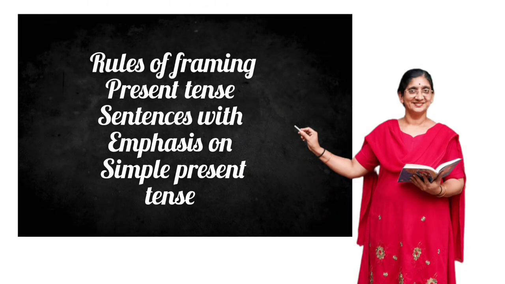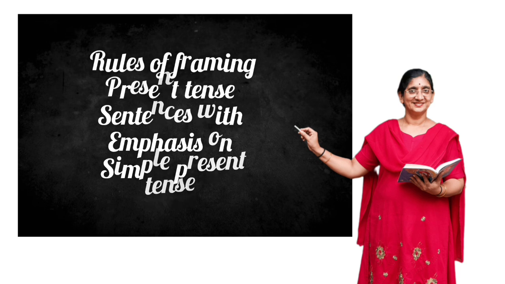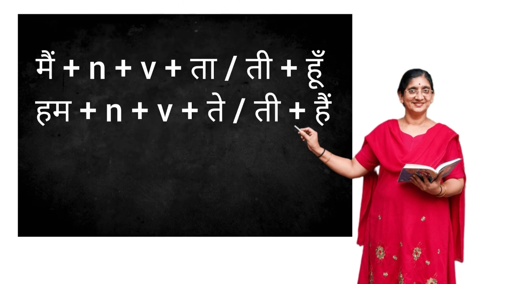So, here let us see the rules of framing a present tense sentence using first person, second person and third person words respectively. A present tense sentence starting with the first person singular word मैं, that is I, will end with हूँ, that is am, and it will have a noun and a verb in the middle of the sentence. And here comes the difference. In a simple present tense sentence, along with the root verb, we will use ता to represent पुल्लिंग, that is masculine gender, and ती to represent स्त्रीलिंग, that is feminine gender.